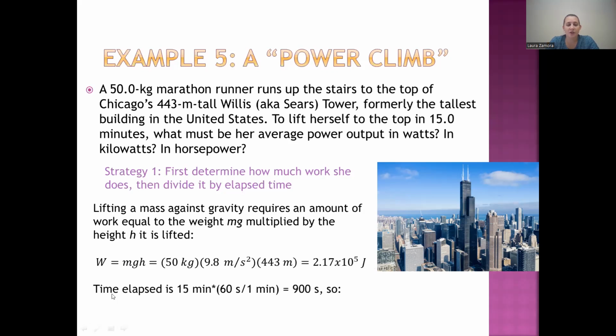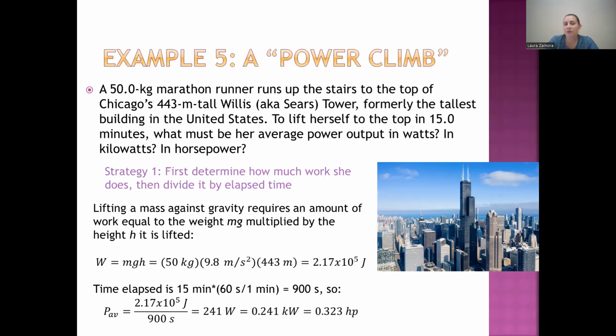Now we know that that took 15 minutes to do, and there are 60 seconds in 1 minute, so that's 900 total seconds. So that means the average power exerted was that work done divided by how quickly she did that work. So that's 241 watts.